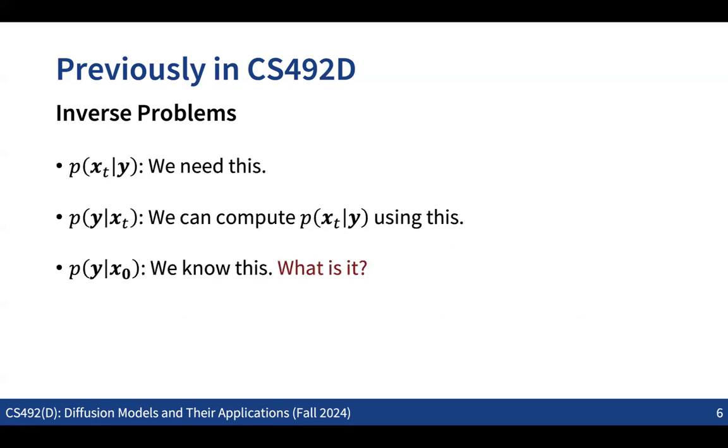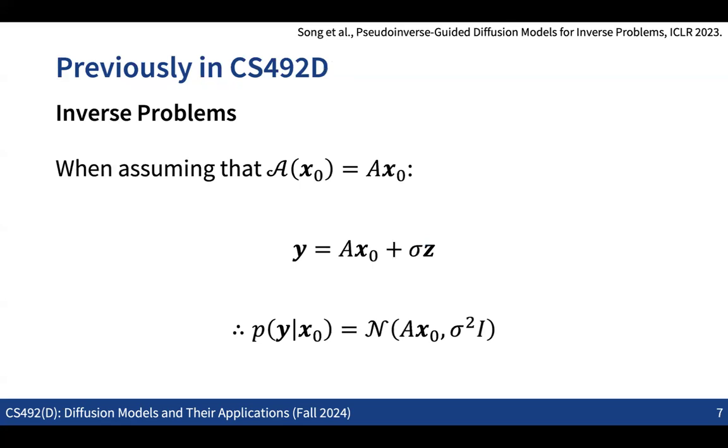So for that, while we do not directly know the probability of y conditioned by xt, we can get the probability of y conditioned by x0. This is the given information, because we modeled the inverse problem in this way. So this is our known information about the relationship between y and x0.